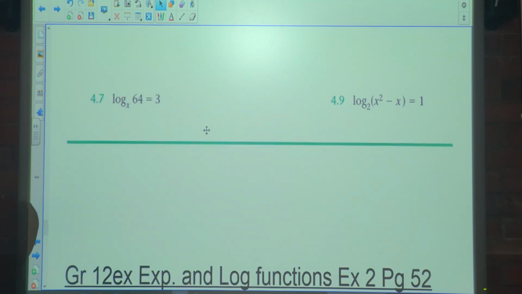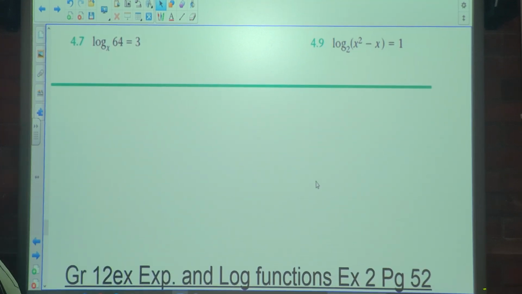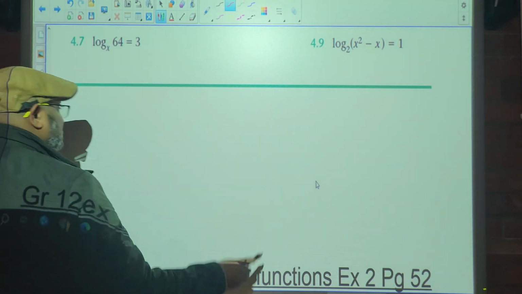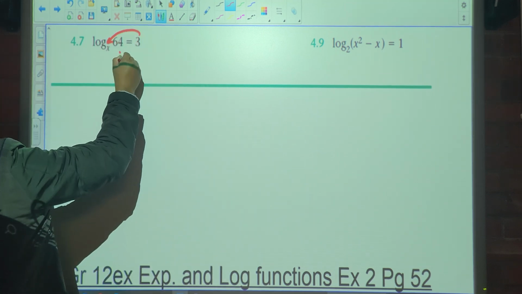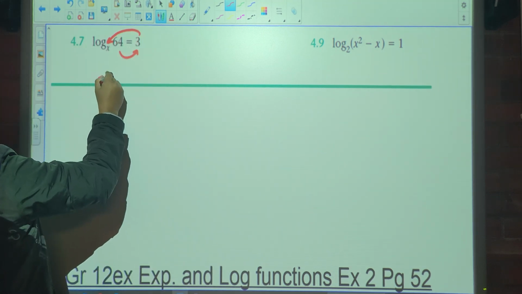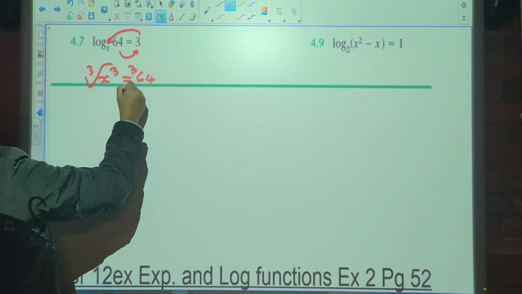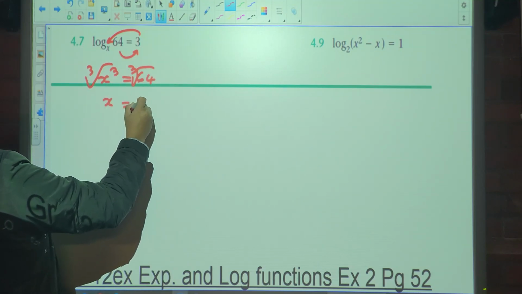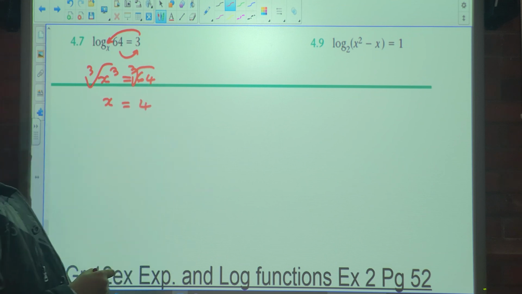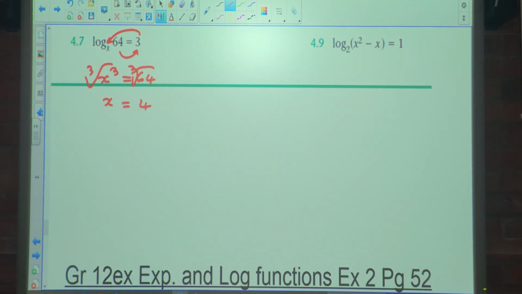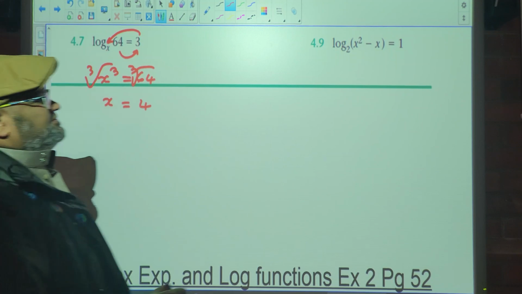Here we must change to exponential form to solve for x. So the 3 goes onto the x and that goes on its own, because x cubed is equal to 64. I take the cube root on both sides. So x is equal to 4. Will you agree with that? Go to the next one.